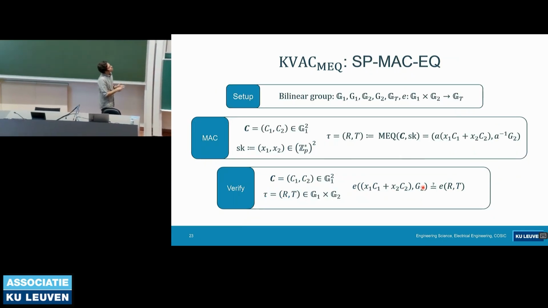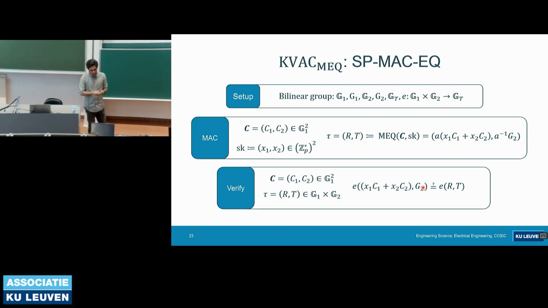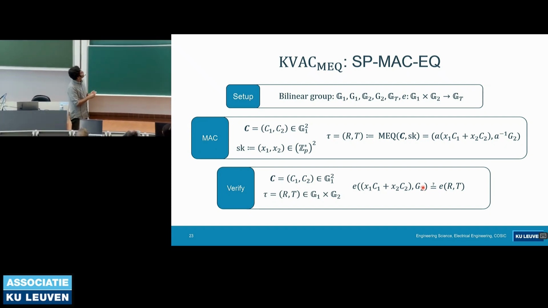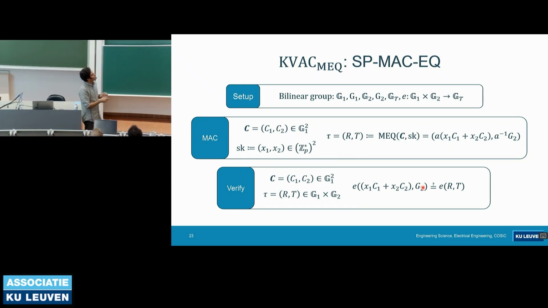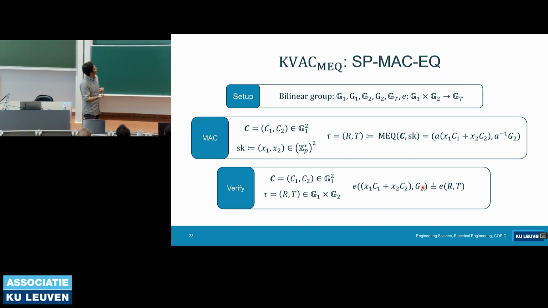So let's first talk about SP-MAC EQ. SP-MAC EQ uses bilinear groups: group 1, group 2, and a target group, and we have a pairing operator which maps G1 cross G2 to the target group.